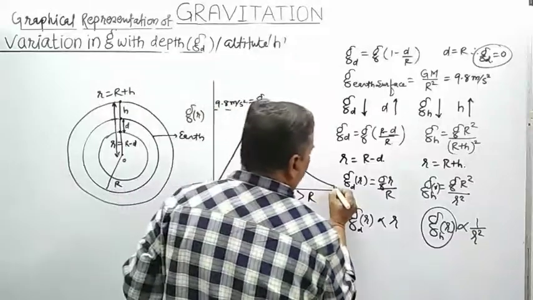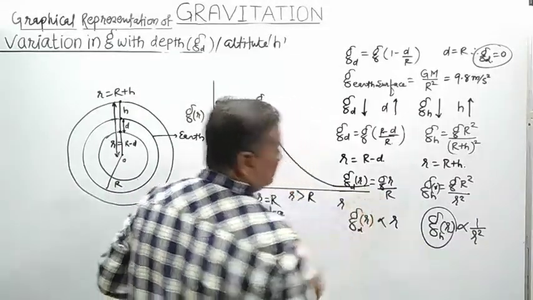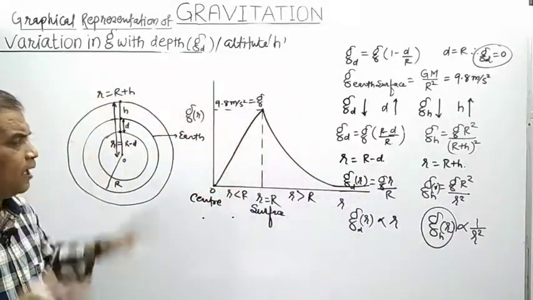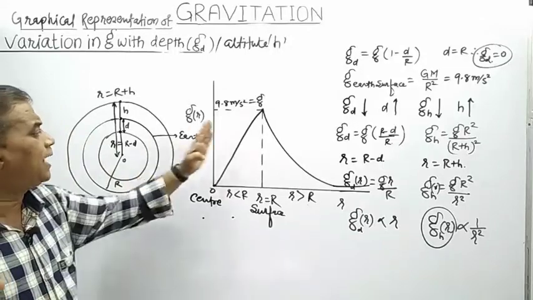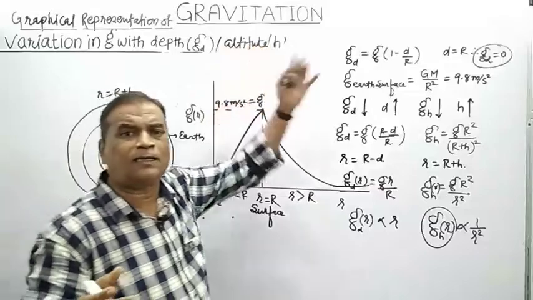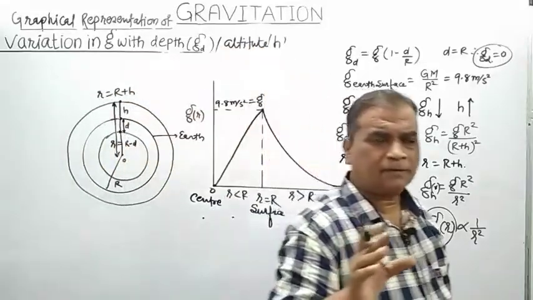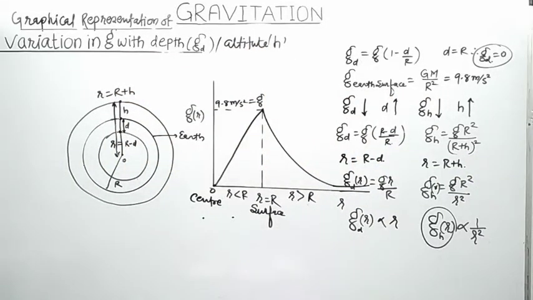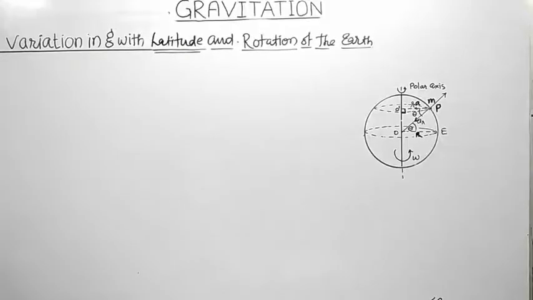So we will have an exponential decay curve. So this is how g is varying with respect to what? The depth, or with respect to altitude or height, h. Now we will see the next variation.